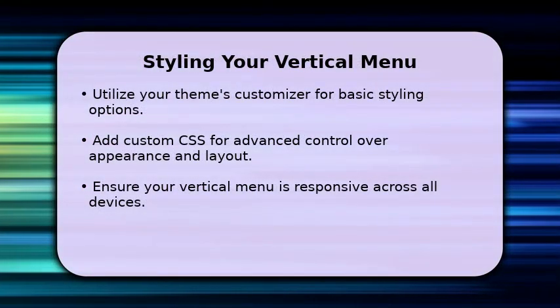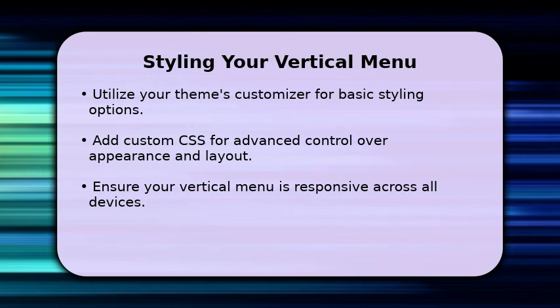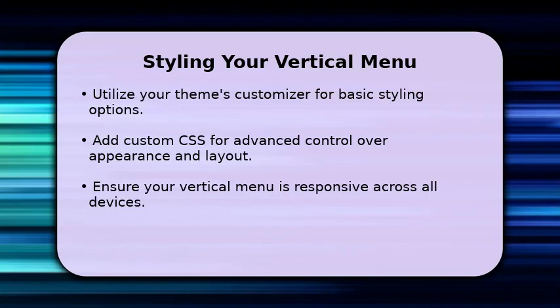Finally, let's make your vertical menu visually appealing. Many WordPress themes offer basic styling options through the Customizer under Appearance. For more advanced control, you can add custom CSS code to fine-tune colors, fonts, spacing, and overall layout.